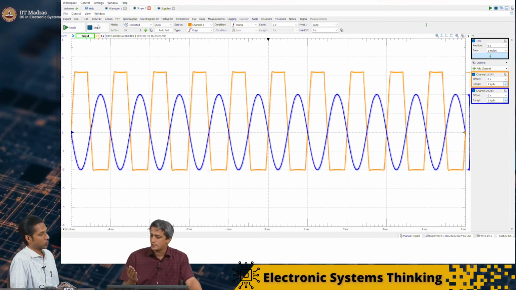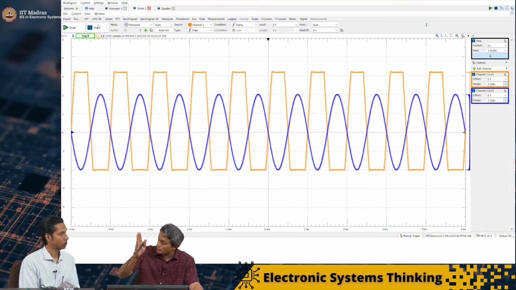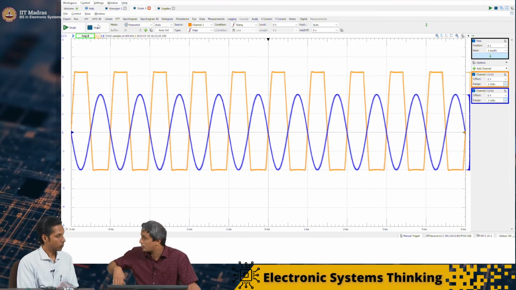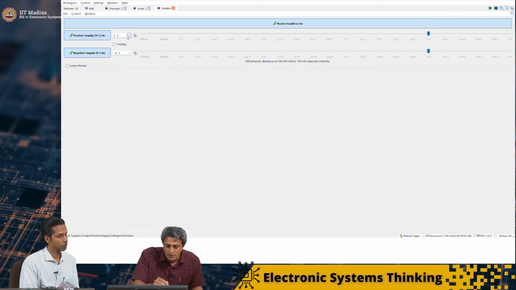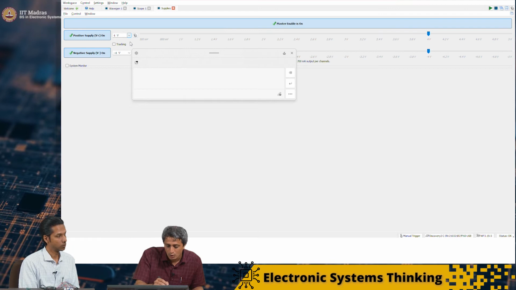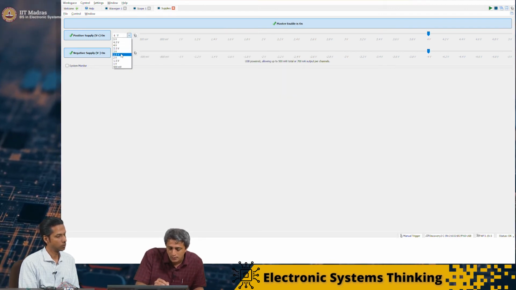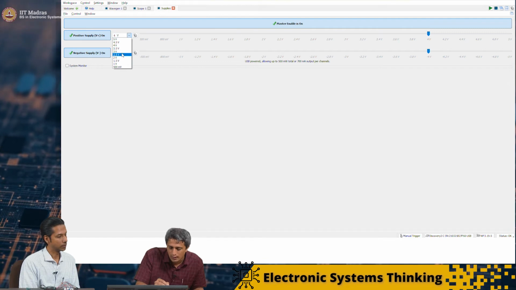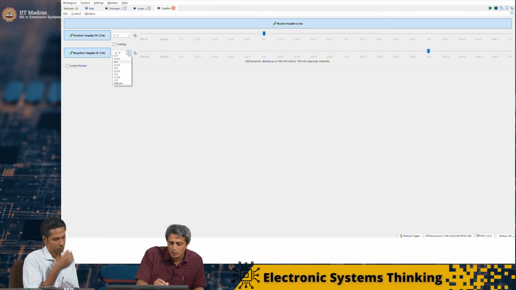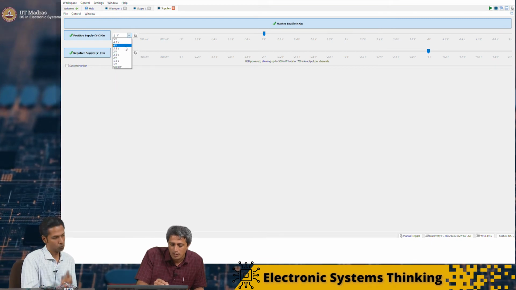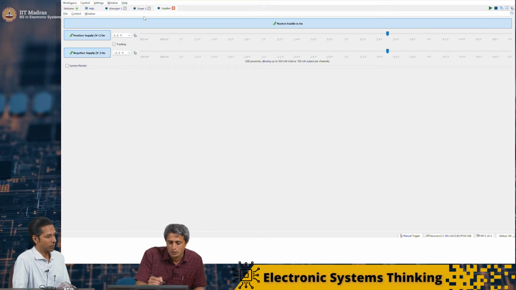So there is, in some sense, a little bit of independent control on the positive side and the negative side. And if I lower this further, instead of 4 volt and 3 volt, what if I made it 2 volt? Or maybe 3.5 volt, minus 3.5 volt.